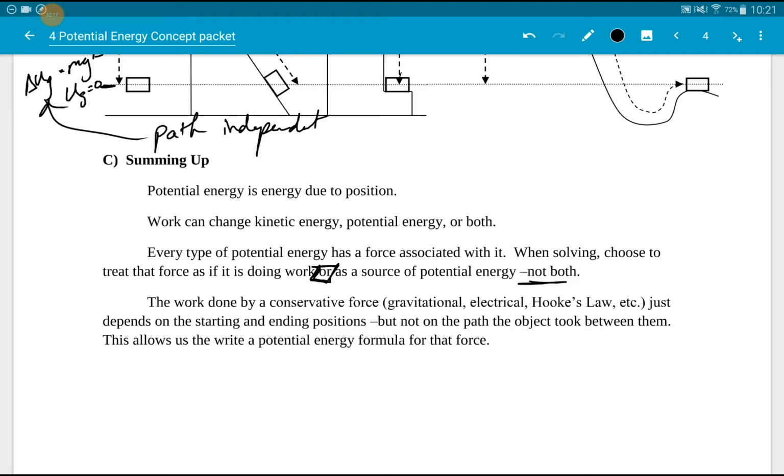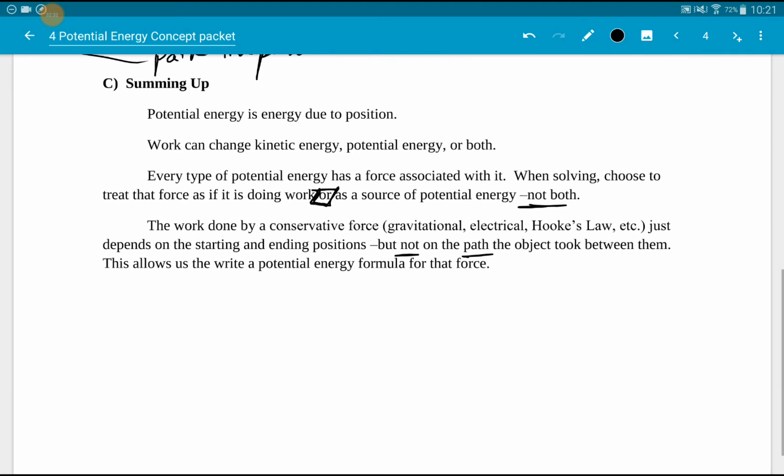The work done by a conservative force, aka gravitational, electrical, Hooke's law, which we're going to get to next, just depends on the starting and ending positions, but not the path the object took between them. This allows us to write a potential energy formula for that force.